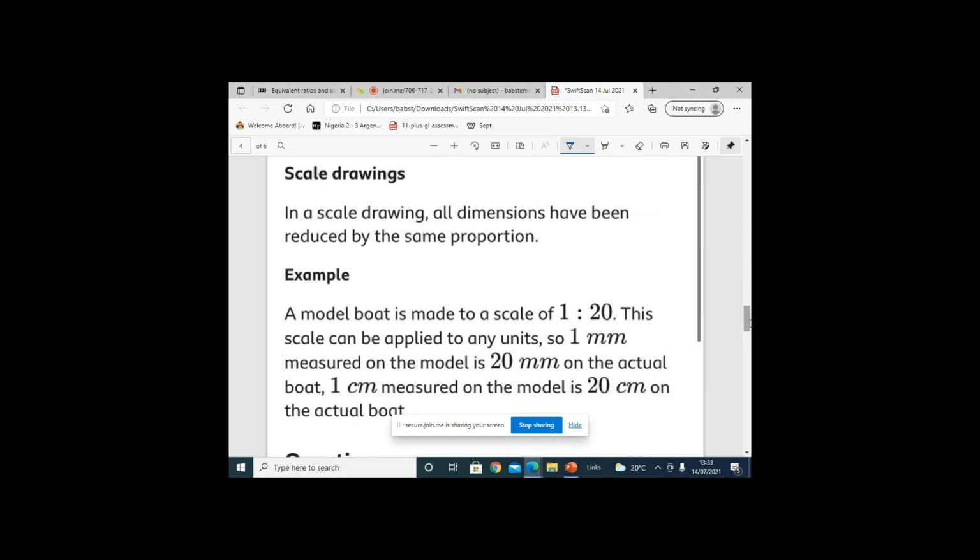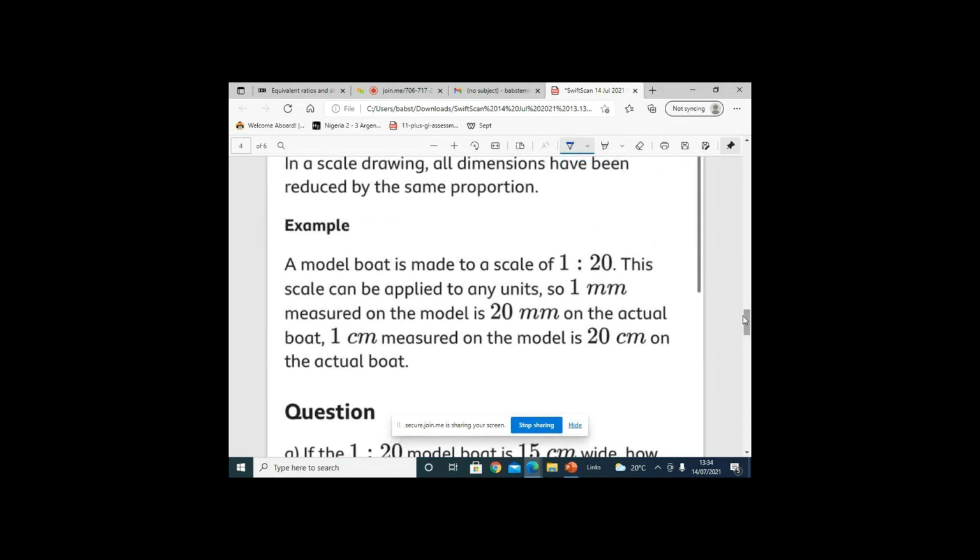Now, in scale drawing, all dimensions are reduced in the same proportion. For example, if you want to draw the map of a country, that map can fit on a piece of paper. The reason you can see those maps on a piece of paper is because they have been reduced to a very small proportion.